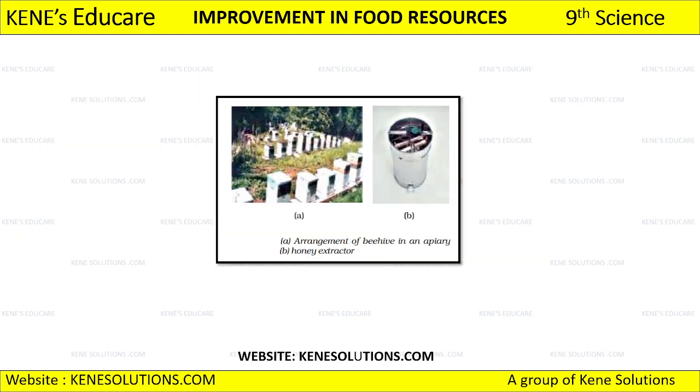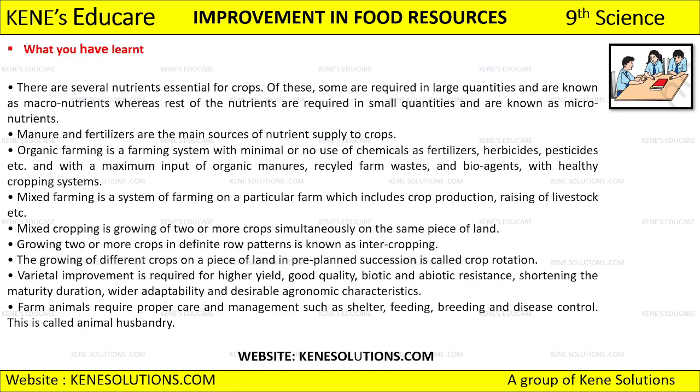The next thing that we have is the summary, and here we have the picture of the arrangement of the beehive, how it has been done in the apiary, and the honey extractor, how exactly the honey has been extracted from the beehives, because that is important again, right? So after that, over here we have the summary. I want you all to please quickly go through the summary, everyone.